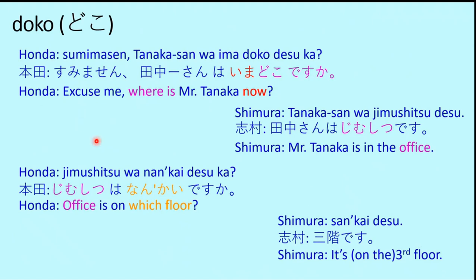So let's read it one more time. Honda-san: Sumimasen, Tanaka-san wa ima doko desu ka? Shimura-san: Tanaka-san wa jimushitsu desu. Jimushitsu wa nankai desu ka? Sankai desu.